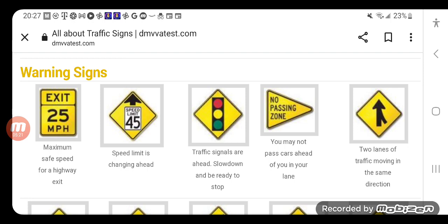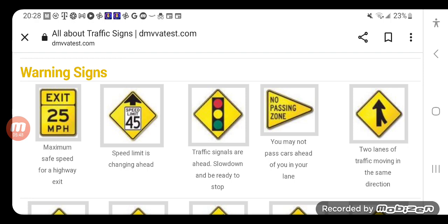This here tells you that the speed is going to be changing up ahead. And so if you're doing 65 miles an hour, you're going to have to change that speed and slow down to 45 miles an hour. This is a traffic signal telling you that there's going to be a traffic light coming up and that you need to slow down for that. This is a no passing zone.